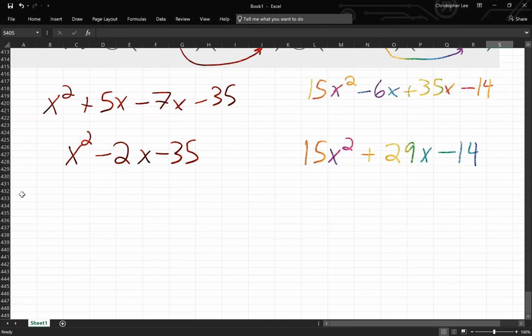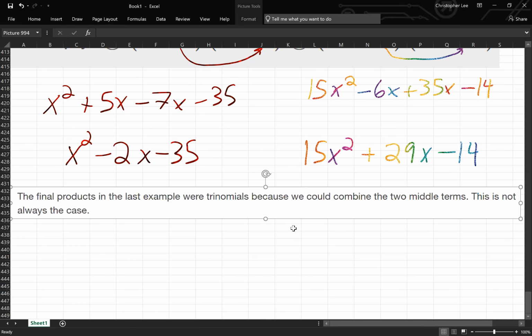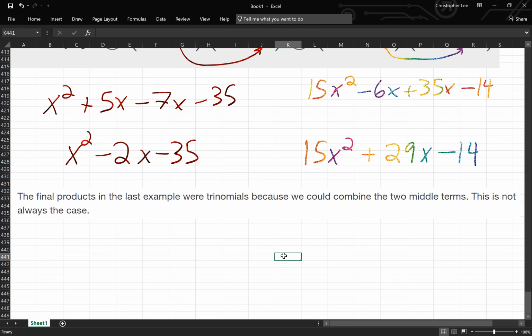So I'm going to give you guys a special note real quick before we jump into the next example. All right, the final products in the last example were trinomials because we could combine the two middle terms. But this is not always the case, right? Let's take a look at what I'm talking about.